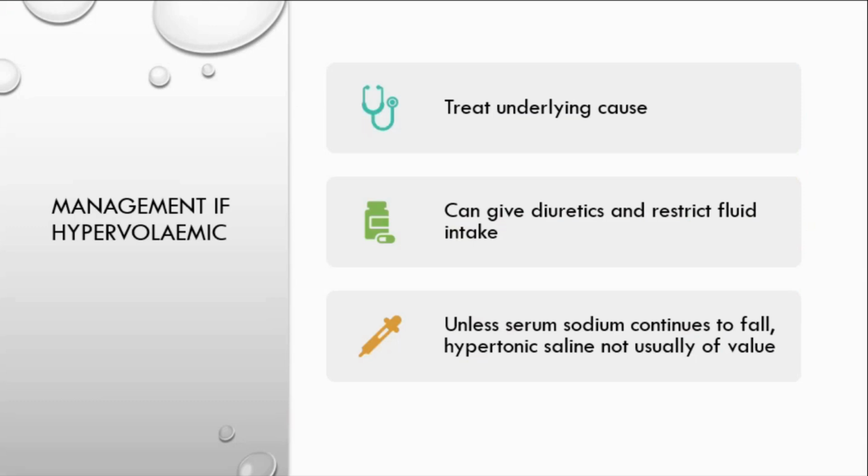If the patients are hypervolemic, then you need to just treat the underlying cause. So if they have hypervolemic hyponatremia, you want to treat that cause. So you can give diuretics and fluid restriction. And unless there's ongoing loss, if your serum sodium continues to fall, then you may need hypertonic saline, but usually it's not going to help.